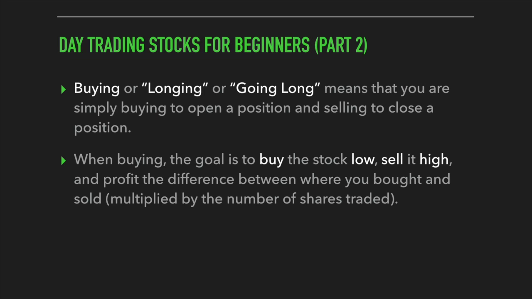So first and foremost, when you're buying or quote-unquote longing or even going long, that simply means that you're buying into a stock to open a position and then later on selling that position to close it, ideally at a higher price. So when you're buying stocks, the goal is to, of course, buy the stock low, sell it high, and then profit the difference between where you bought and where you sold multiplied by the number of shares that you traded.